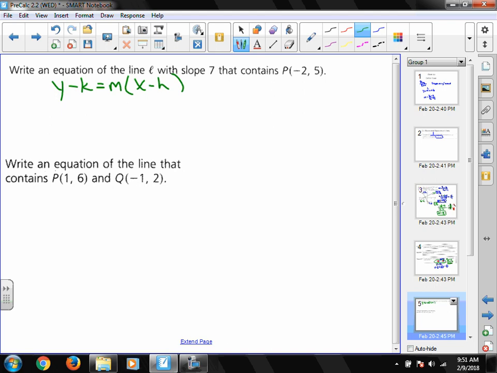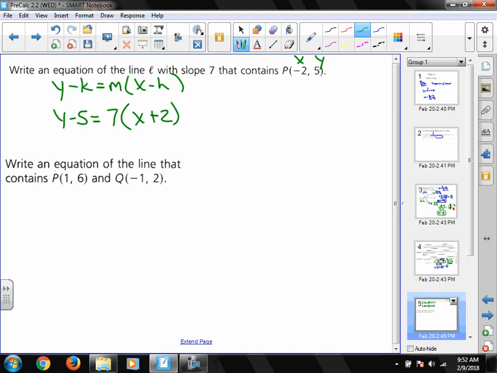So plug in what we know. This is an x value of -2. This is a y value of 5. Y's go with y's, so I'm going to end up with y minus 5 is equal to slope, m, of 7 times x. And now I'm going to subtract a negative 2, so that's going to be x plus 2.